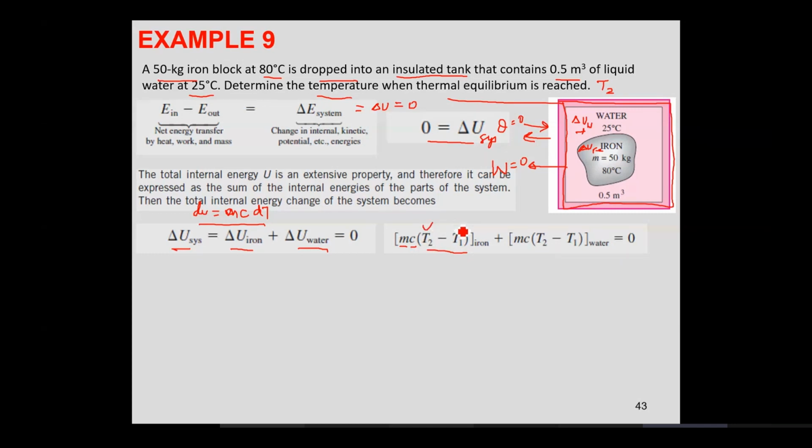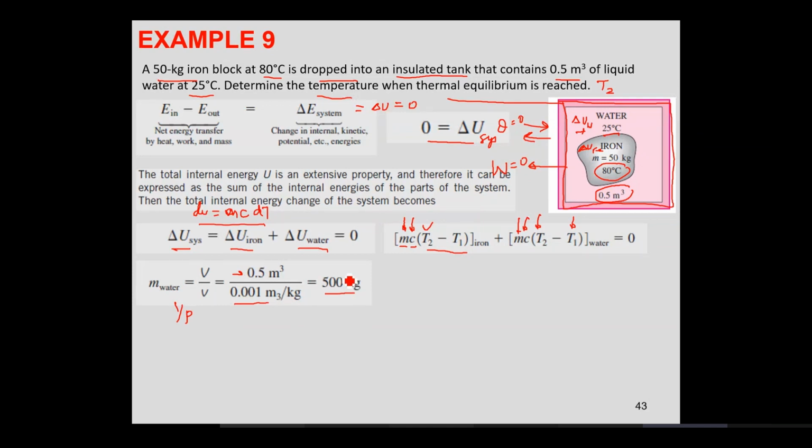T2 is the final equilibrium temperature. T1 of iron is 80 degrees centigrade. Mass of iron is known to you. C value you can find out from the tables. Similarly, mass of water you can find out from the volume and the known density of water. C you can find out from the tables. T1 is given to you as 25 degrees centigrade and T2 is the same final temperature. For the mass value, you can divide the volume by the specific volume, which is 1 over density of water or 1 over 1000 kg per meter cube. This would give you the mass of water as 500 kgs.